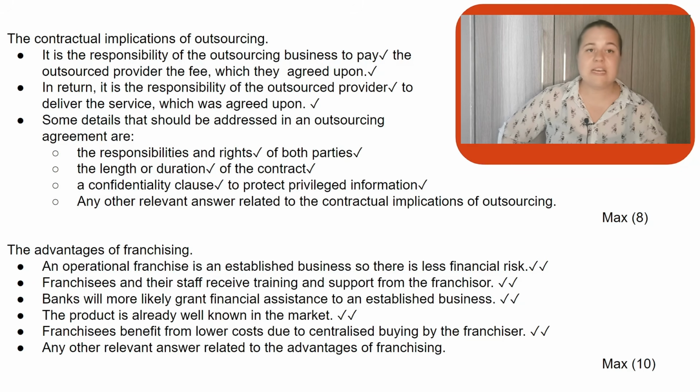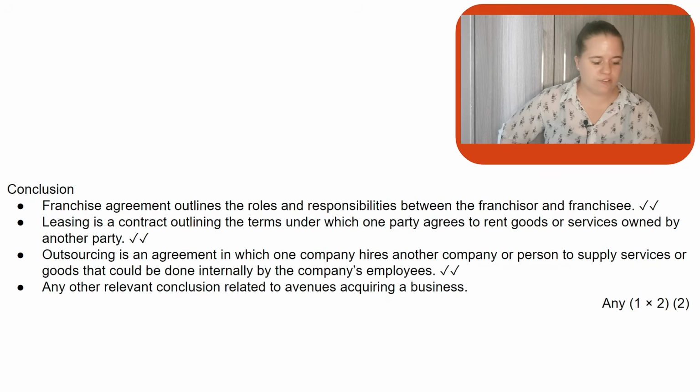Max 8 marks. The advantages of franchising for 10 marks. An operational franchise is an established business, so there is less financial risk. Franchisees and their staff receive training and support from the franchisor. Banks will be more likely to grant financial assistance to an established business. The product is already known in the market. Franchisors benefit from lower costs due to centralized buying from the franchisor. Okay, 10 marks there, 5 bullets, 2 facts each.